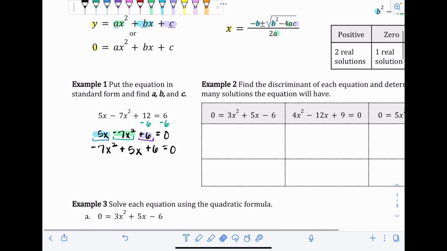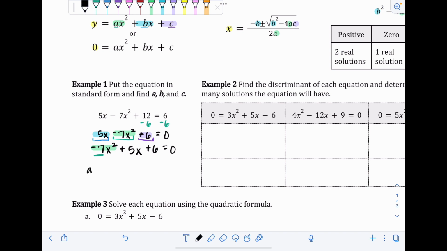Okay, so now we just need to find a, b, and c. So a is always the coefficient of x squared. So in this case, a is negative 7. And then we have to find b, which is always the coefficient of x. So since it's a plus 5x, b would be 5. And then we need to find c, the constant term, which is that plus 6 at the end. So c is positive 6. And notice I didn't write a equals negative 7x squared. a, b, and c are just numbers. They don't involve the x's at all.